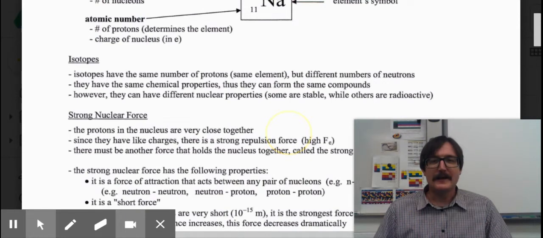Isotopes have the same number of protons, same element, but different numbers of neutrons. They have the same chemical properties, thus they can form the same compounds. However, they can have different nuclear properties. Some are stable, while others are radioactive.